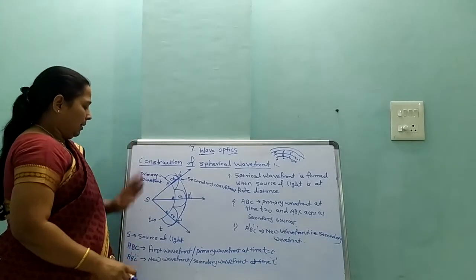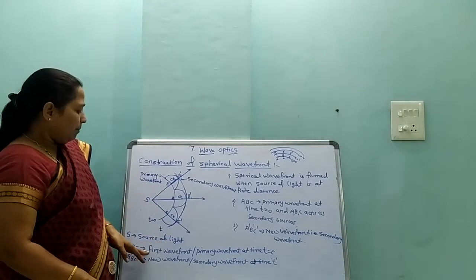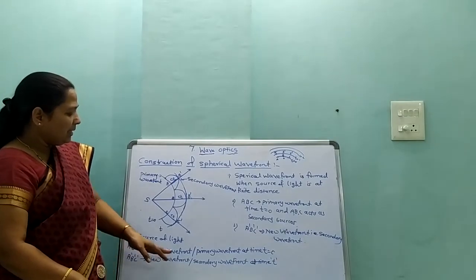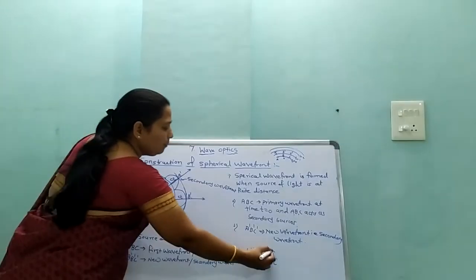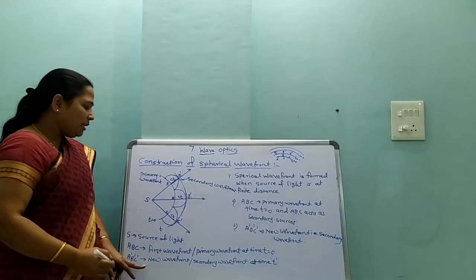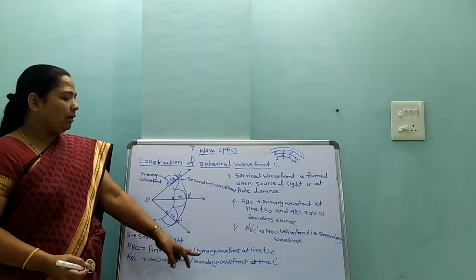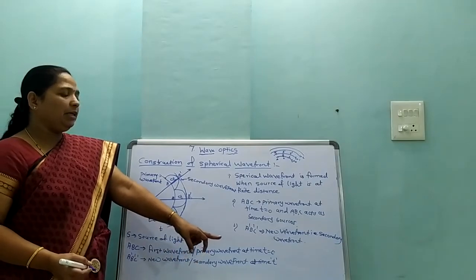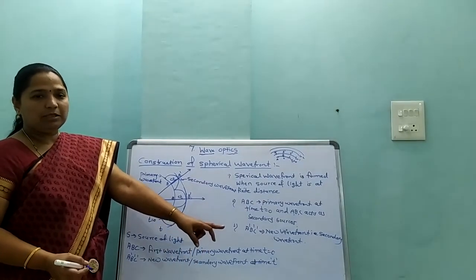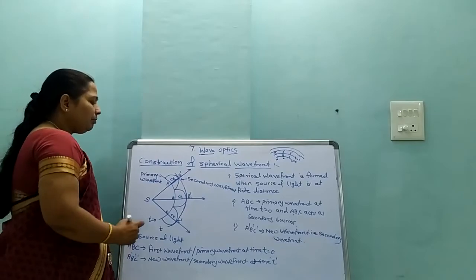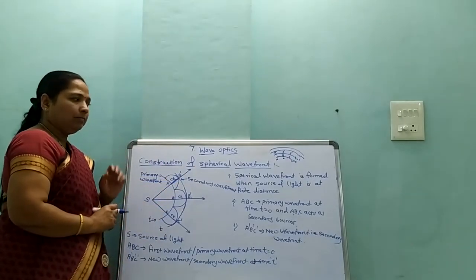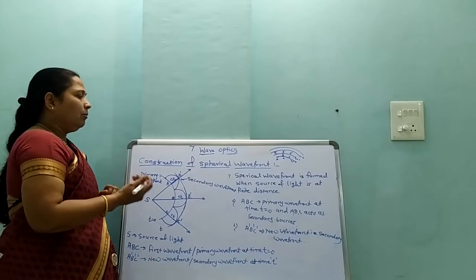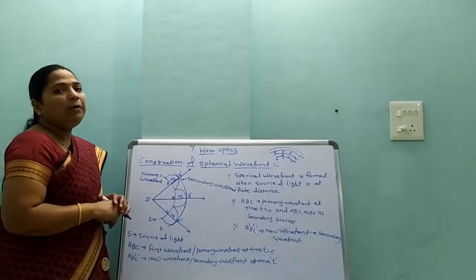Hence, S is the source of light. The first wavefront ABC is the primary wavefront at time t is equal to 0, and A dash, B dash, C dash is the new wavefront, the secondary wavefront, at any time instant t. That is the construction of a spherical wavefront. Now we see the plane wavefront.